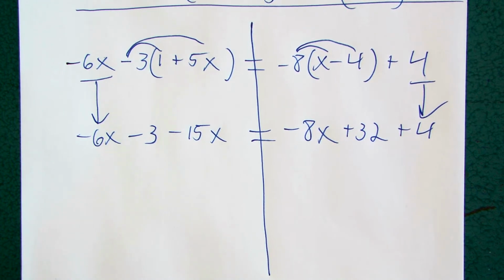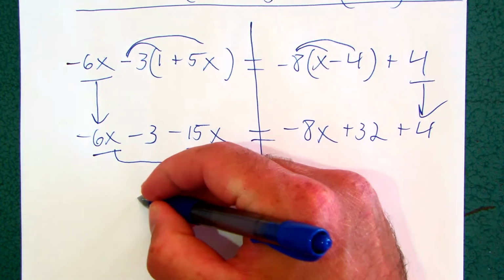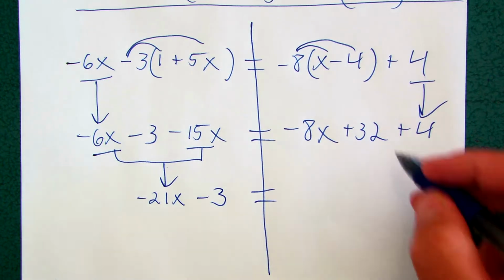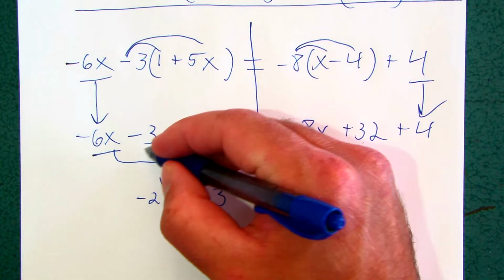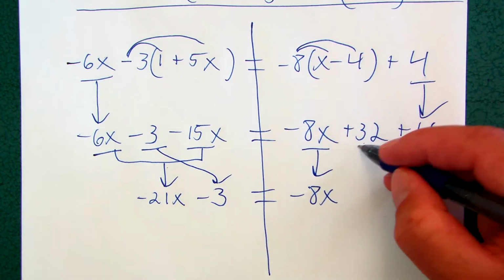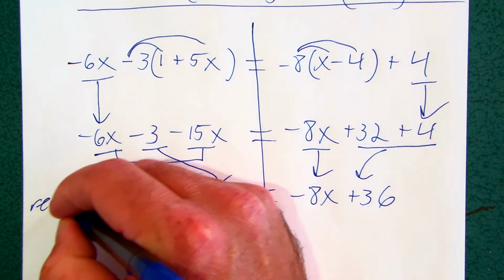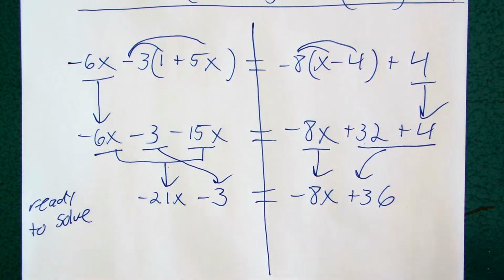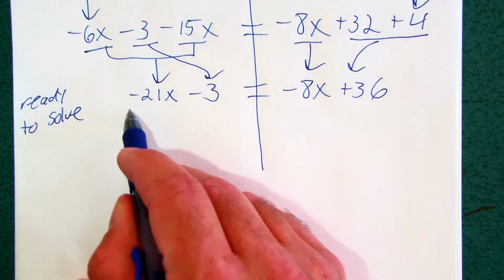Next up, we got like terms on both sides here. On the left, I have negative 6x and a minus 15x. So that's going to be negative 21x, minus 3 equals negative 8x. So I get my negative 3 over there, just dropped down. 32 plus 4 is 36. So now I'm ready to solve this. So that's ready to go once we get to this step.